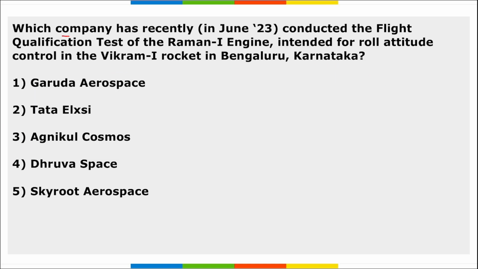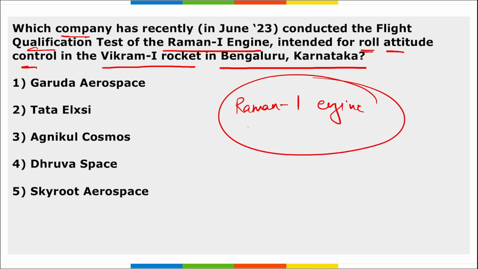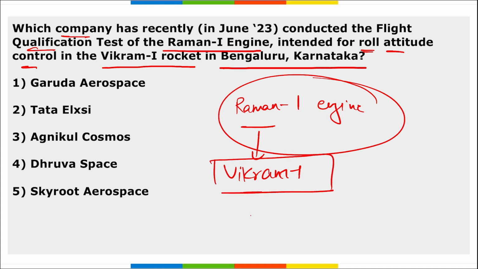Next, which company has recently conducted the flight qualification test of Raman 1 engine that is intended for roll attitude control in the Vikram 1 rocket in Bangalore, Karnataka, right? So this Raman 1 engine will be used in which rocket? In Vikram 1 rocket, right? Where was this test done? This test was done in Bangalore, Karnataka.